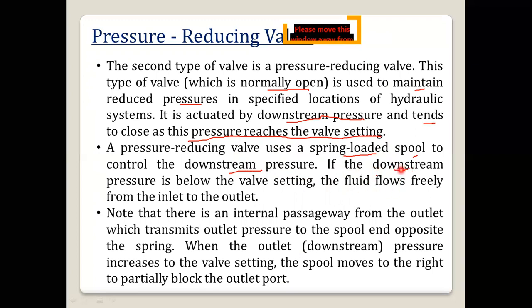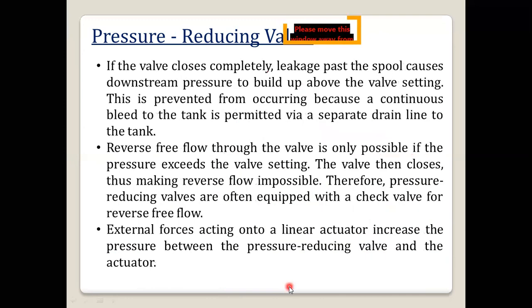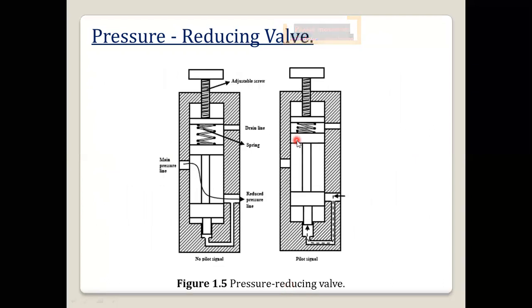If the downstream pressure is below the valve setting, then the fluid flows freely from inlet to outlet. Here, the internal passage from the outlet transmits the outlet pressure to the spool end opposite to the spring. When the outlet downstream pressure increases to the valve setting, the spool moves to the right to partially block the outlet. When downstream pressure reaches the maximum, the valve will get closed. We can see that in the diagram.